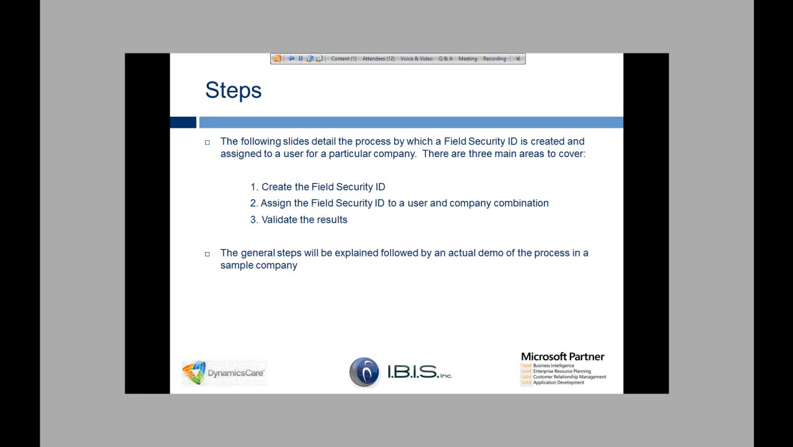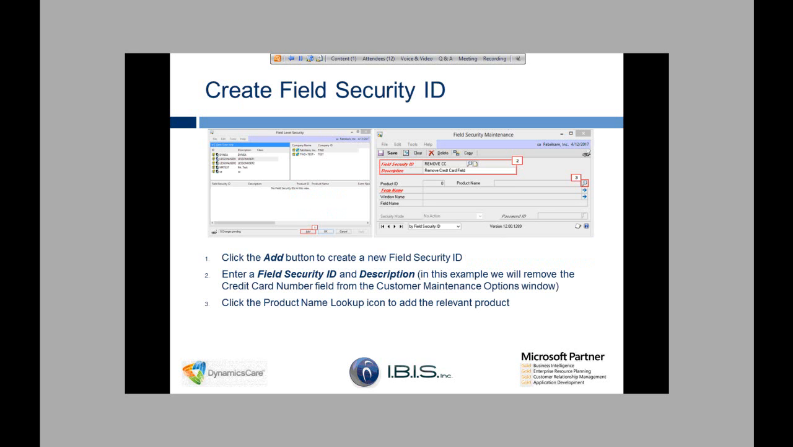So the following slides can be divided into three main areas. We're going to do the creation of the field security ID, the assignment to a user and company, and then we're going to validate the results and make sure everything caught. So our first step is going to be to create the security ID. In this example, we're going to remove the visibility of the credit card field in the customer options.